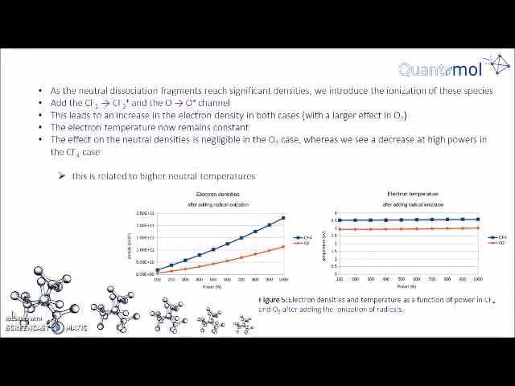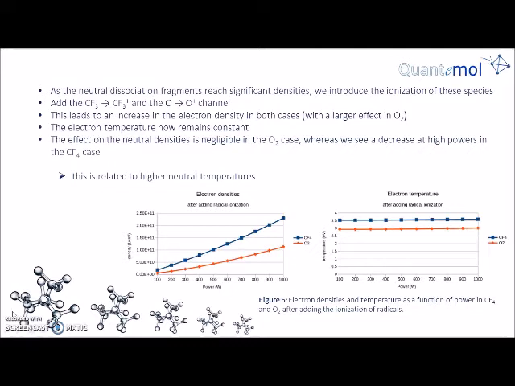As the neutral dissociation fragments now reach significant densities, especially in the O2 case, we will now introduce the ionization of these species. We add the CF3 making CF3+ and the O making O+ channel respectively. As figure 5 shows, this leads to an increase in the electron density in both cases with a large effect in O2. Also note how the electron density now increases slightly faster than linear in the O2 case due to the significant change in the plasma composition.